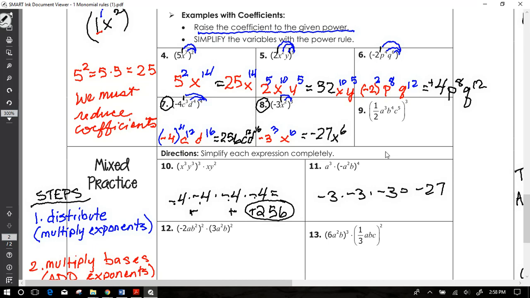Okay, in number 8, I did some scratch work down here. -3 times -3 is a positive 9. Positive 9 times -3 is where I got to that -27. Okay, great job.